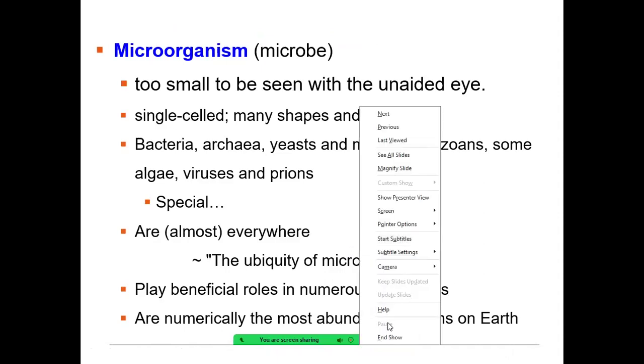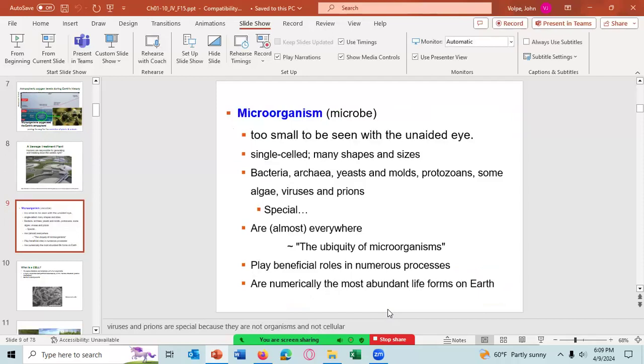So we've talked about microbes. Let's mention that microbes are organisms which are too small to be seen with the unaided eye. They're generally single-celled. They are many shapes and sizes. They include bacteria, archaea, all yeast, most molds, all protozoans, some algae, viruses, and prions. The last two, the viruses and prions, are special because these are not cellular organisms.